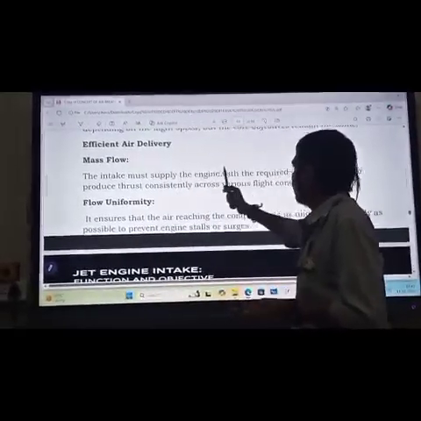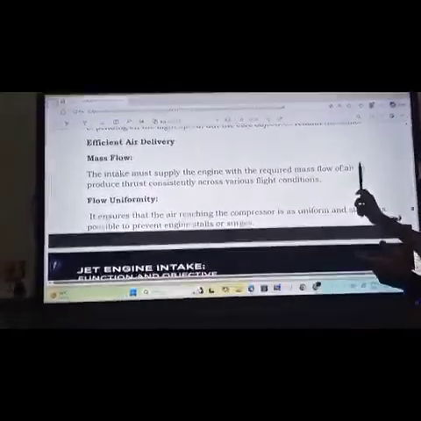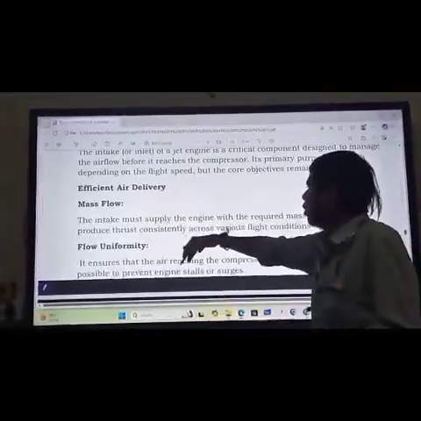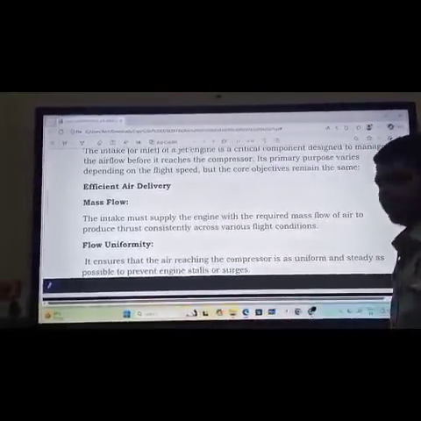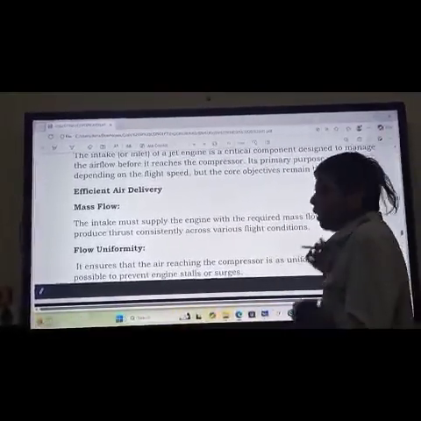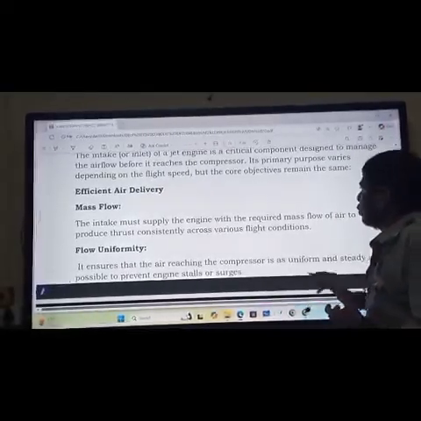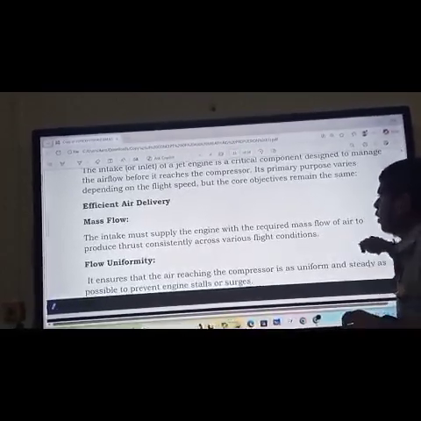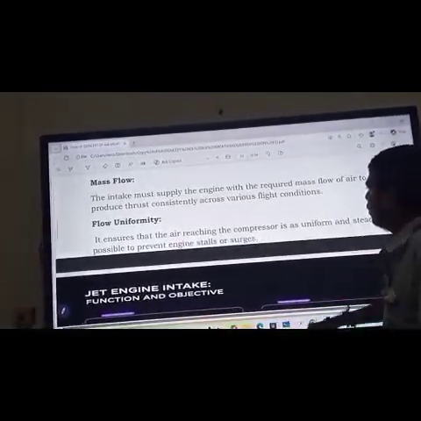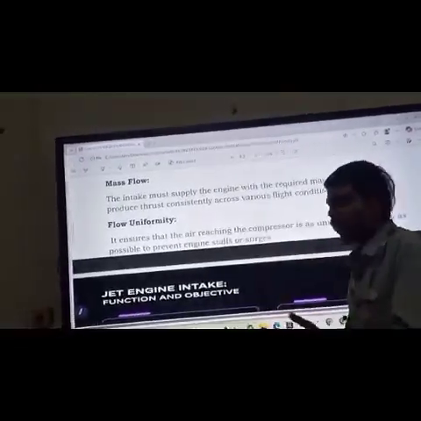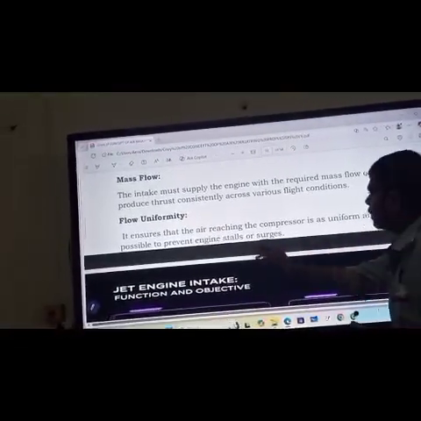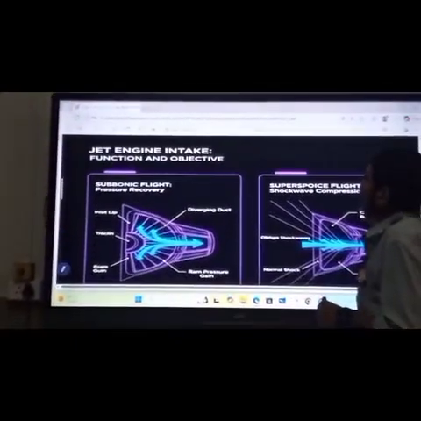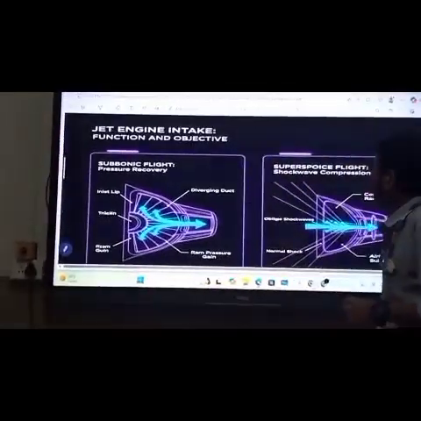Then next is efficient air delivery and mass flow. The intake must supply the engine with the required mass flow of air to produce thrust constantly across various flight conditions. Flow uniformity ensures that the air reaching the compressor is as uniform and steady as possible to prevent engine stalls or surges. This is the jet engine intake function and objectives.